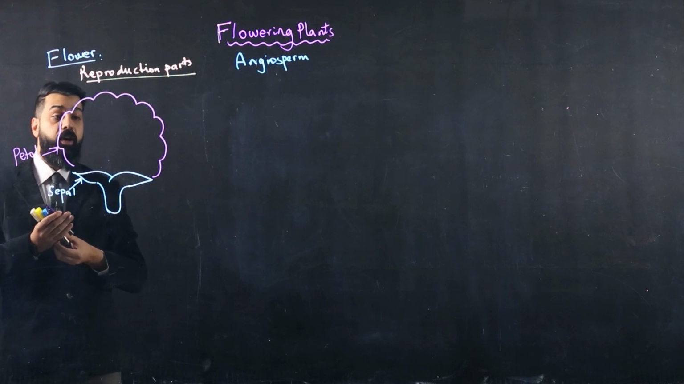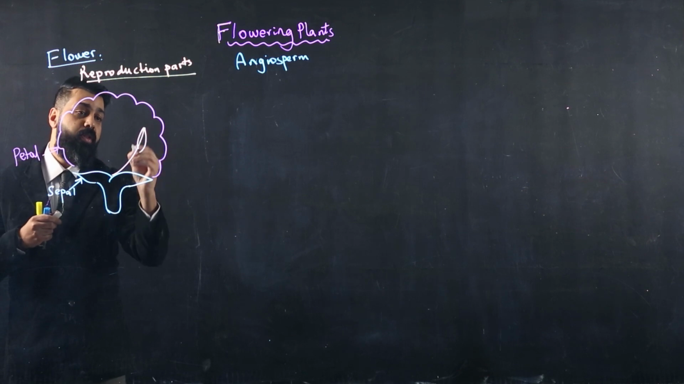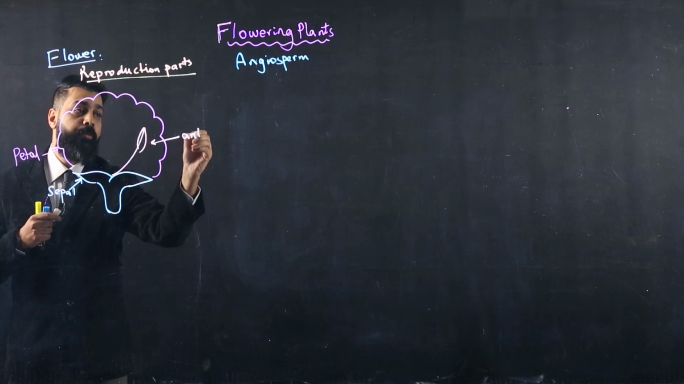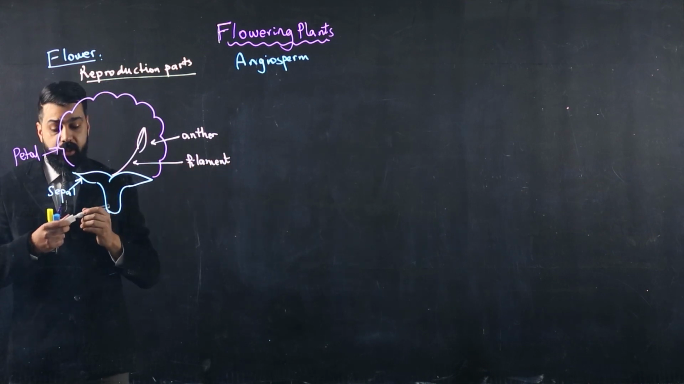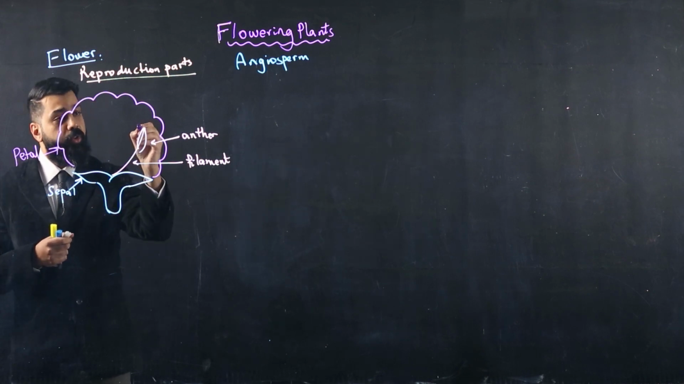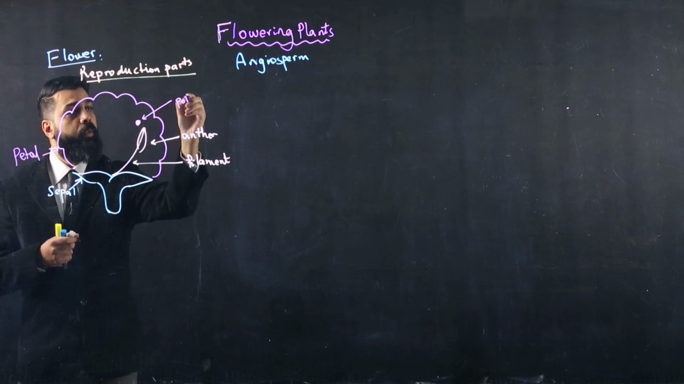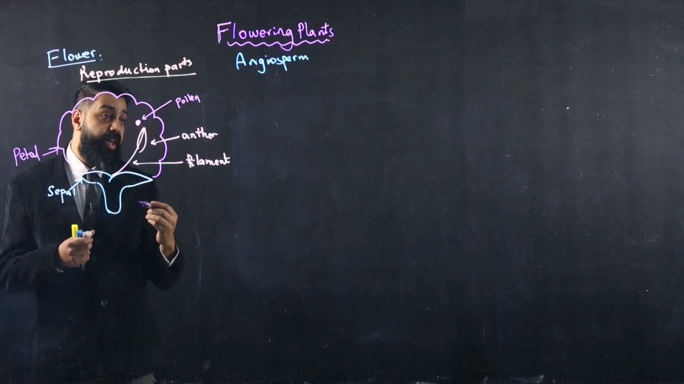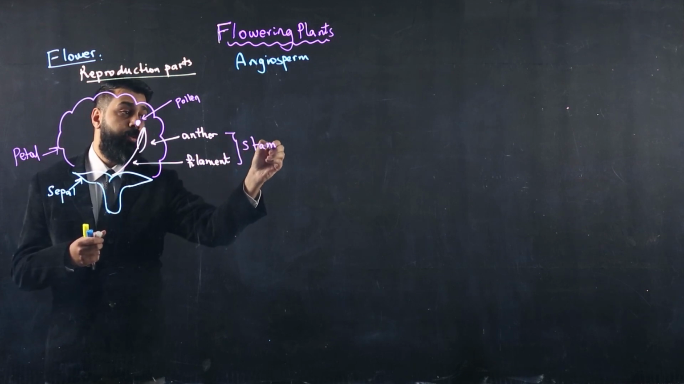Then we move to the reproductive parts of the flower. First, the main part, which is called the stamen. This stamen is made of two parts. The first one is called the anther, and the second is called the filament. The anther is the main part responsible for the production of the male gamete in the flower, which is the pollen. The filament holds up the anther. Together, anther and filament form the main part, which is called the stamen.